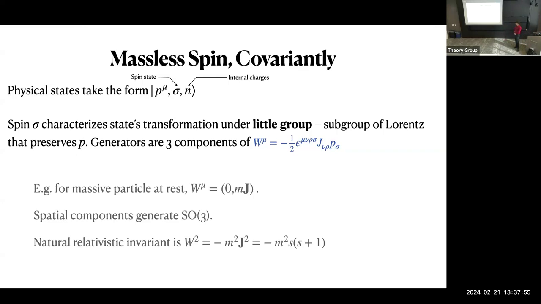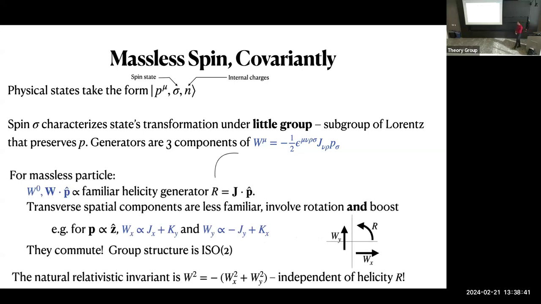Just to give you some intuition, we can think about it in the case of a massive particle. Covariantly, the little group is described by the components of the Pauli-Lubanski vector, which is the epsilon contraction of the momentum with the Lorentz generators. The components of that vector generate transformations that leave P invariant. For the massive case, if you go to the rest frame, the components are just proportional to mass times the rotation generator, so you see that the group is SO(3). The relativistic invariant that corresponds to the representations of that group is the square of the Pauli-Lubanski vector. Given the structure of SO(3), that's discretized, and that eigenvalue is proportional to mass squared times S(S+1).